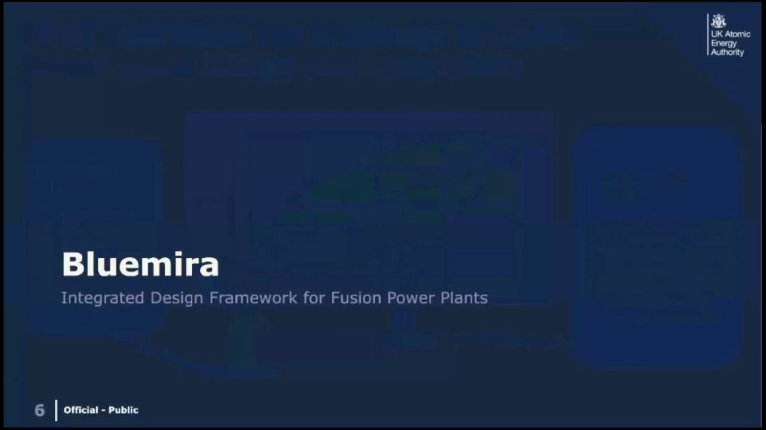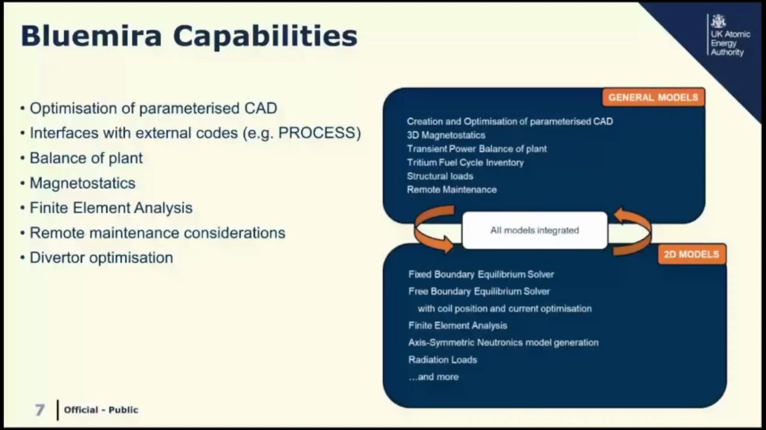Bluemira has a variety of different capabilities, so sorry for the word bomb on this slide. We do optimization of parameterized CAD, we can integrate with external codes, look at magnetostatics, balance of plant, remote maintenance, optimization of divertor, and then also in post-processing, we can look at neutronics as well.